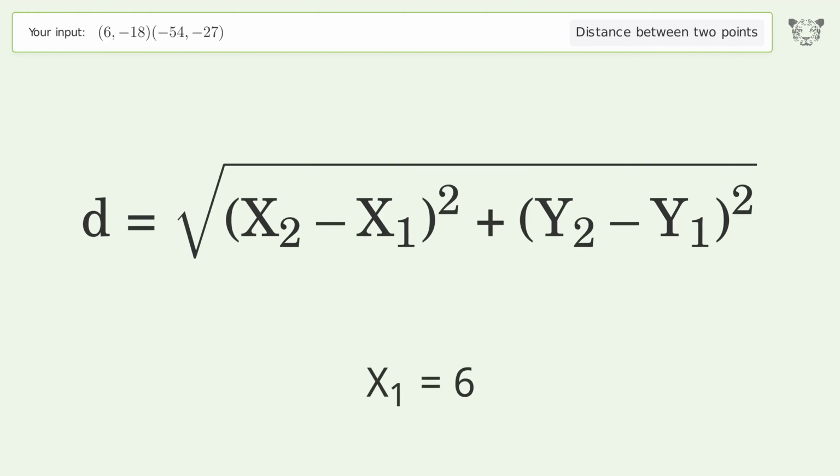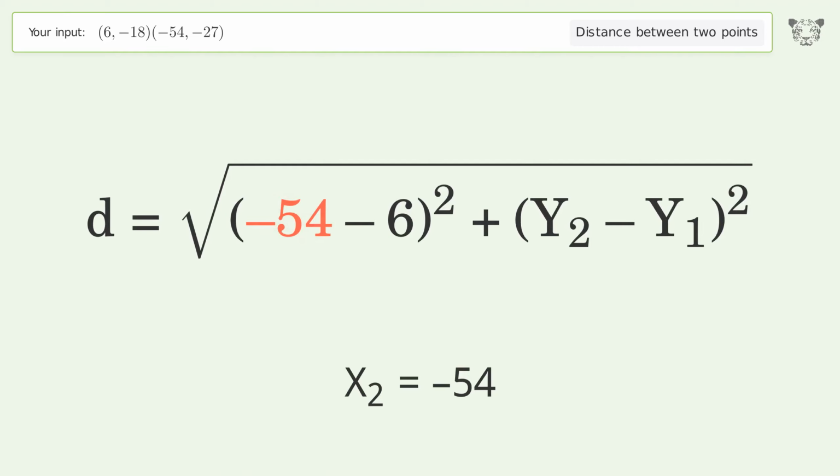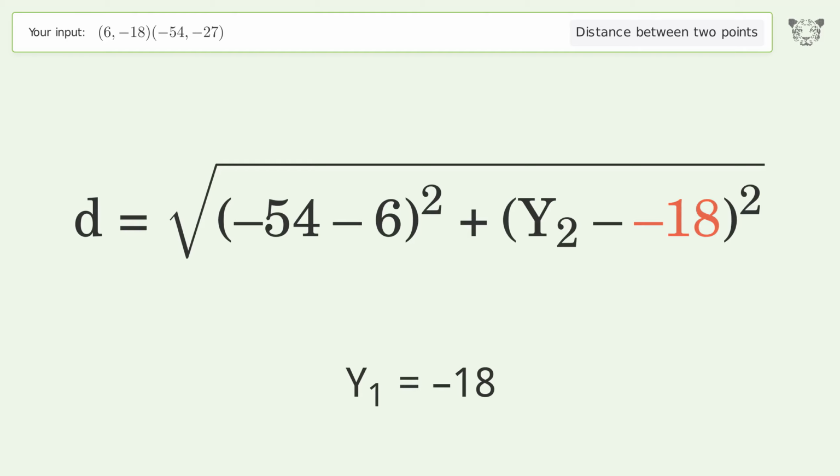x1 equals 6. x2 equals negative 54. y1 equals negative 18. y2 equals negative 27.